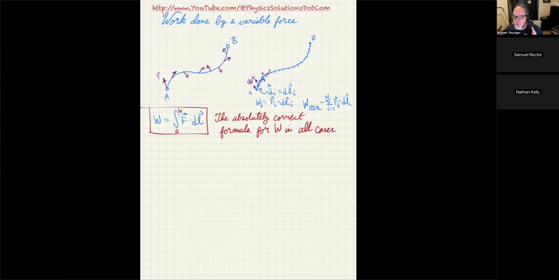So that's the two choices. Either the dL points in the positive coordinate direction and the limits of integration tell you the direction you're going, or the limits of integration go from small coordinate to large coordinate and the dL tells you which direction you're going.